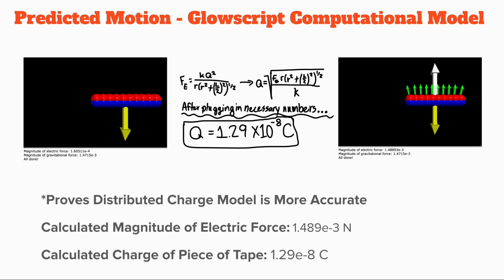I then performed some calculations, as shown on the slide, to calculate the charge of the piece of tape using the line charge equation, which when added repeatedly acts as an integral and represents a distributed charge. I found that this charge was equal to 1.29 times 10 to the negative 8th coulombs. As you can see, this balanced the gravitational and electric forces out, proving the calculated magnitude of 1.489 times 10 to the negative 3rd newtons for the electric force.